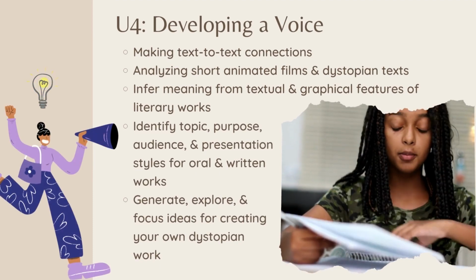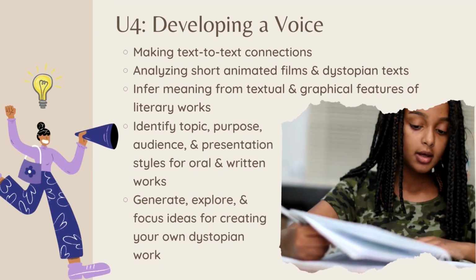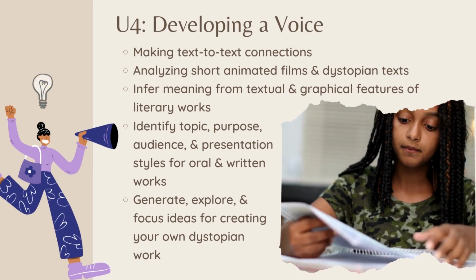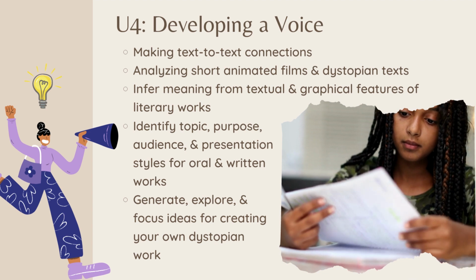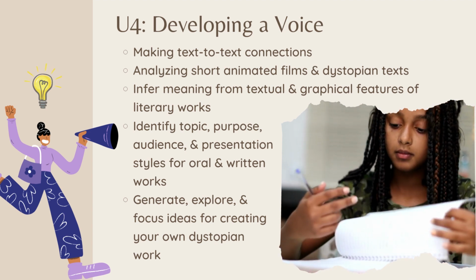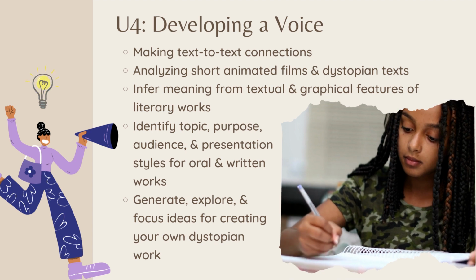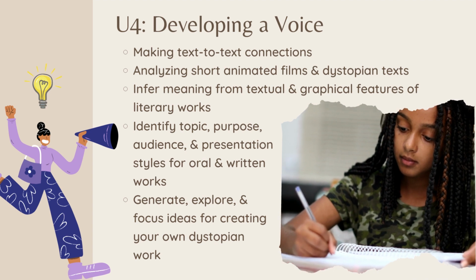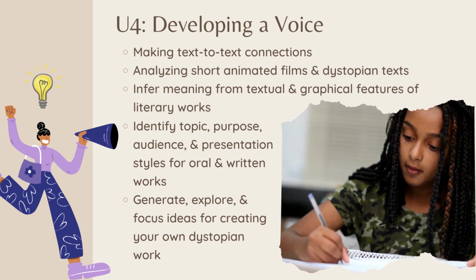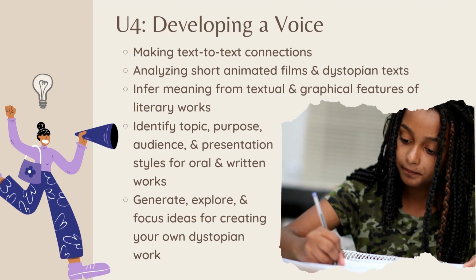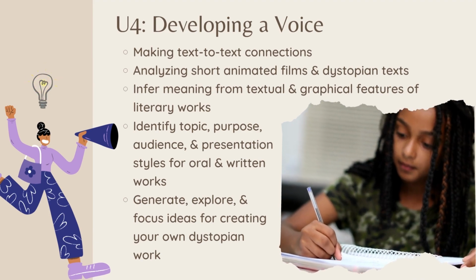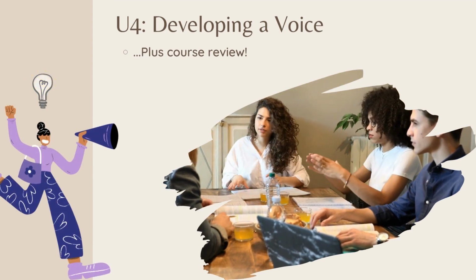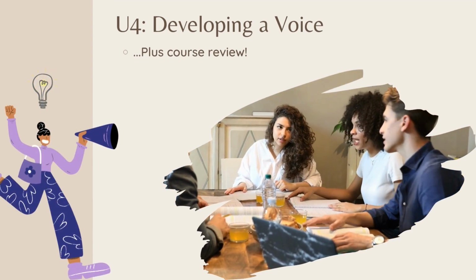In Unit 4, students will develop their own voice using the tools introduced earlier in this course. Students will make text-to-text connections, analyze short animated films and dystopian texts, infer meaning from textual and graphical features of literary works, identify topic, purpose, audience, and presentation styles for oral and written works, and use these skills to generate, explore, and focus ideas for creating your own dystopian work. Lastly, students will spend the last little bit of this unit looking at the course review, preparing for their final assessments.